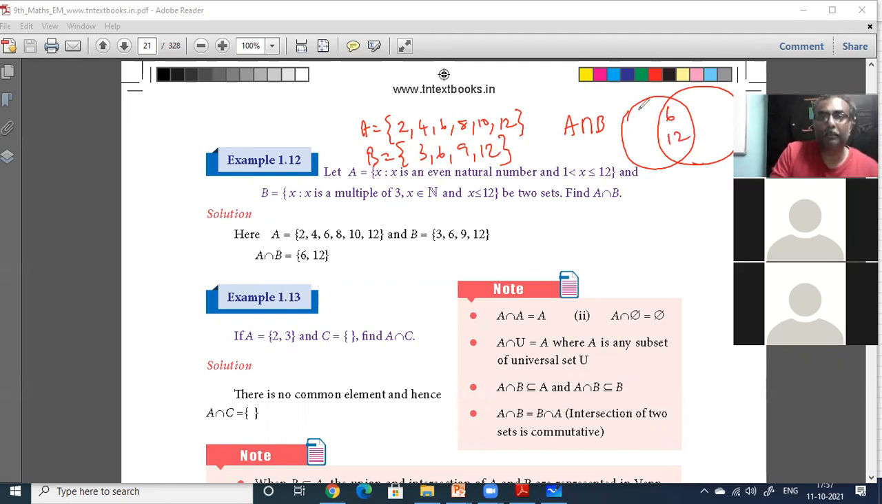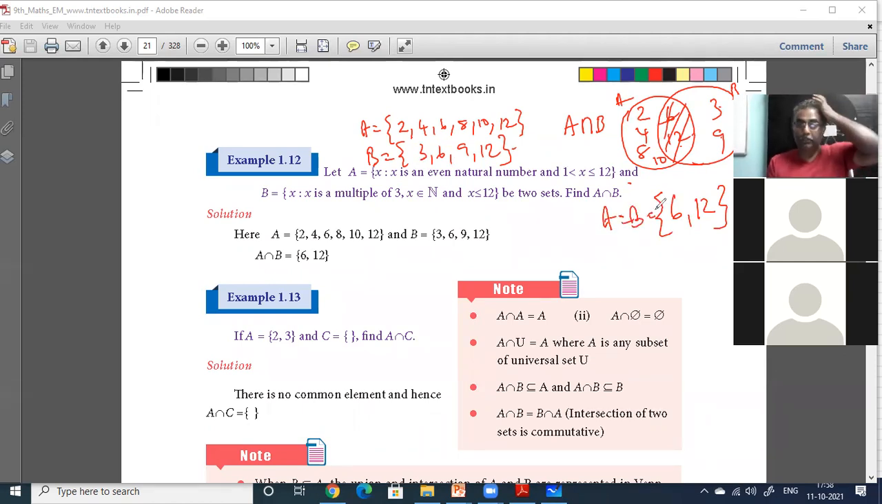What are the remaining elements? 2, 4, 8, 10 you put here. Then what are the remaining elements in B? This is A, this is B. 3, 9. B is 3, 9, 6, 12. So this area is the intersection, 6 and 12. A intersection B is equal to 6, 12.